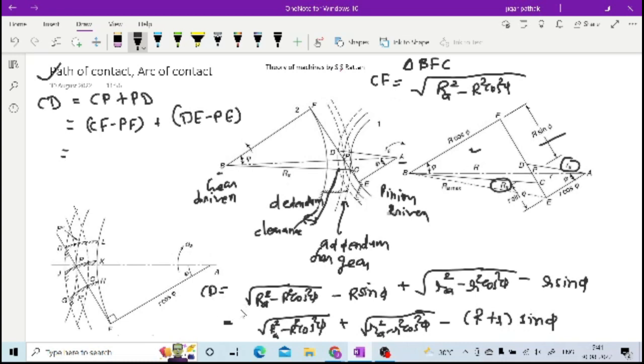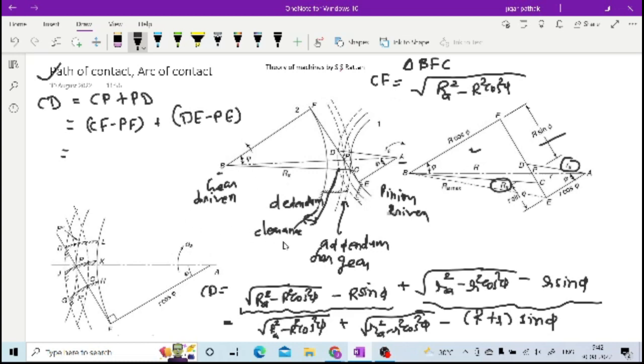If you observe clearly, this particular CP is achievable from all the data of your gear, and this particular PD can be calculated from the data of your pinion. So this is how you are having your path of contact. In this, path of approach and path of recess are there. Path of approach is the CP and path of recess is PD. Path of approach means engagement starts, and path of recess means disengagement will start. So this is how you are having your path of contact.